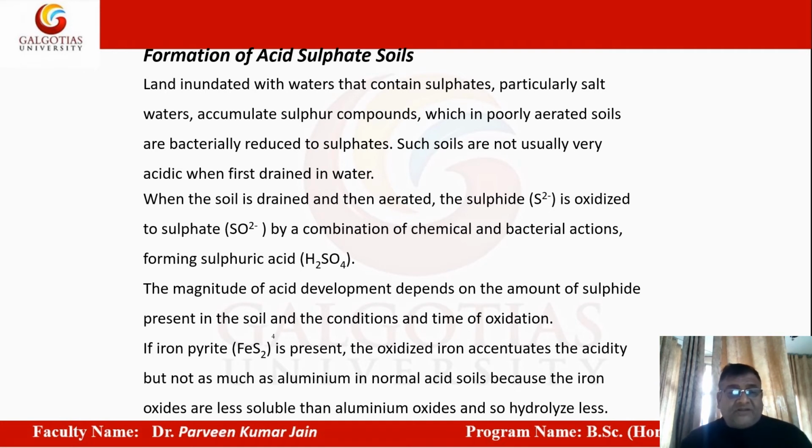So this acid formation is the reason for lowering the pH and making the soils acidic. The magnitude of acid development depends on the amount of sulfides present in the soil and the conditions, the time of oxidation. If iron pyrite is present, the oxidized iron accumulates acidity, but not as much as aluminium in normal acid soils, because iron oxides are less soluble than aluminum oxides, so they hydrolyze less. So these soils normally have iron pyrites, which can also be an ore of iron. But when these soils come in contact with oxygen, they make acid sulfate soils.